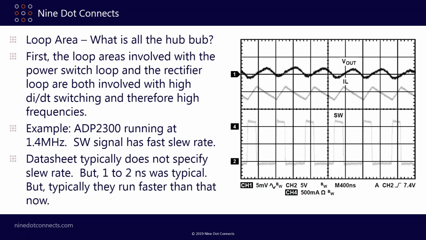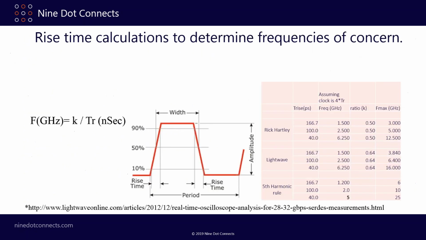Unfortunately, your data sheets don't typically specify the slew rate. In older circuits, 1 to 2 nanoseconds would have been pretty typical, but now they run even faster than that. So the question is, how is this going to help us understand what the problem could be? Well, in order to understand the implication of rise time, we need to look at the frequencies of concern based upon the rise time calculations.